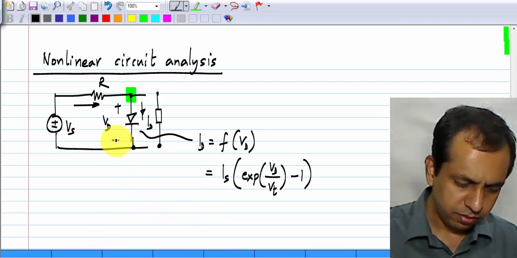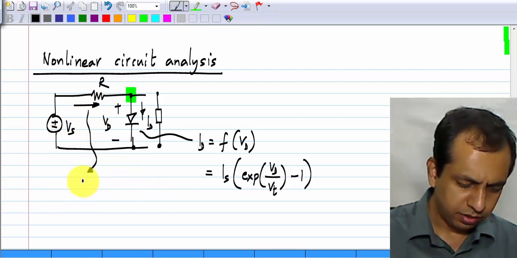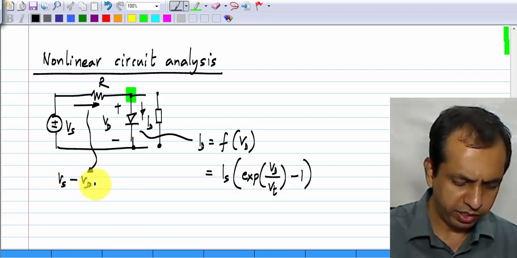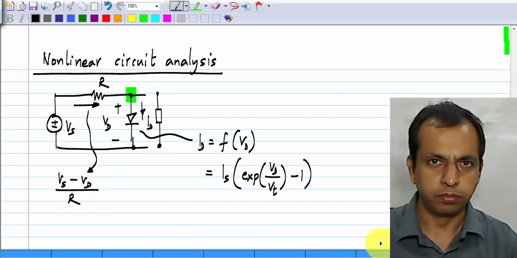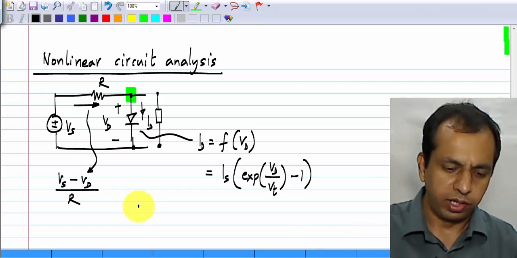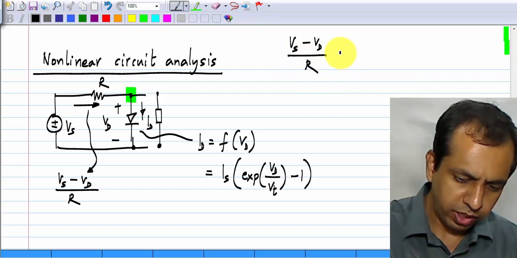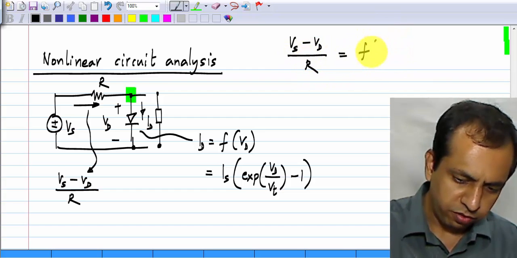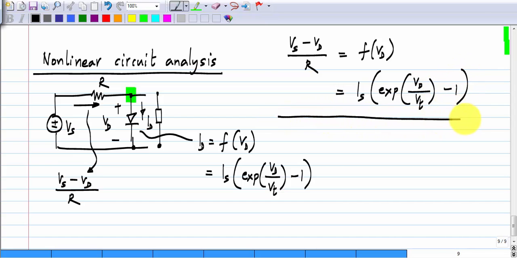And the current in the resistor R equals Vs minus Vd, which is the voltage across the resistor, divided by the resistance value. So, our KCL equation simply says that Vs minus Vd by R equals f of Vd in case of a general nonlinearity, or in the specific case of a diode, it is Is exponential Vd by Vt minus 1.